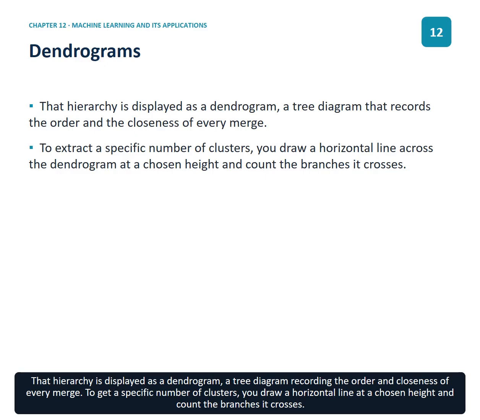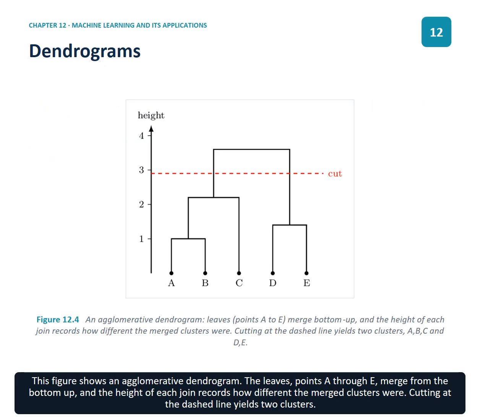it crosses. This figure shows an agglomerative dendrogram. The leaves, points A through E, merge from the bottom up, and the height of each join records how different the merged clusters were. Cutting at the dashed line yields 2 clusters.